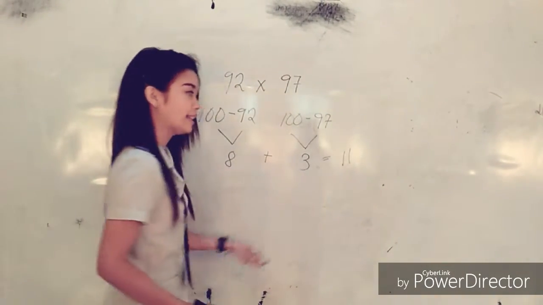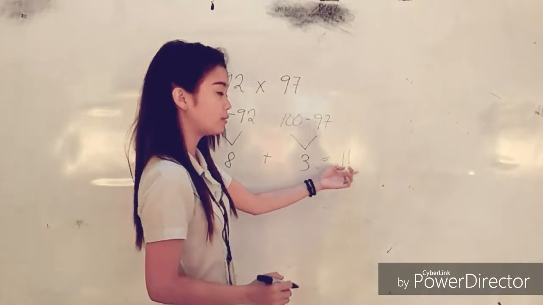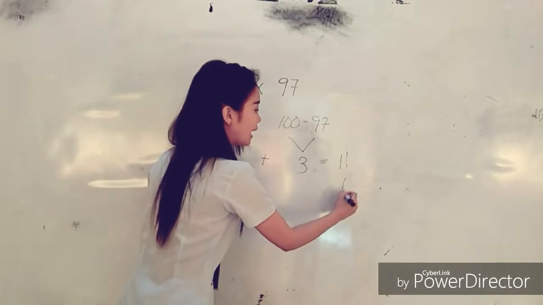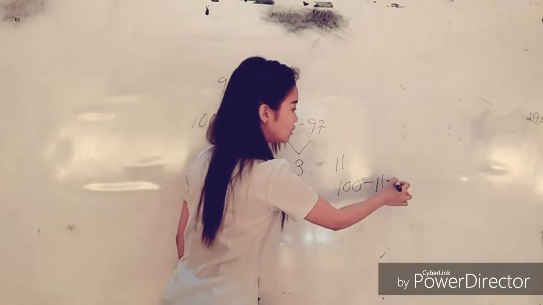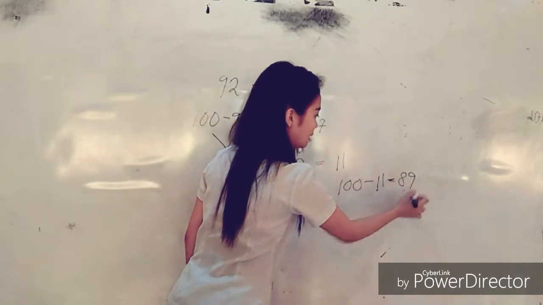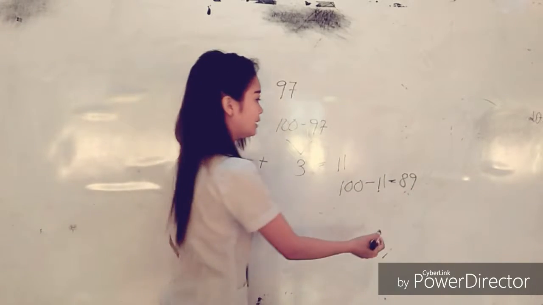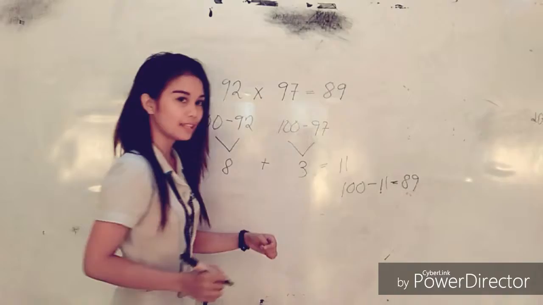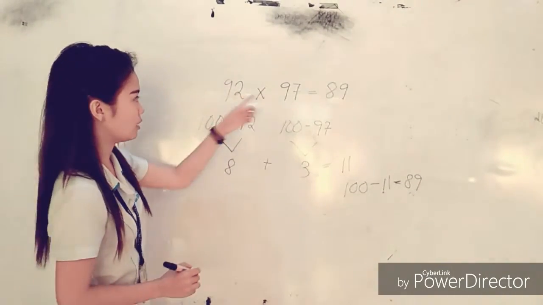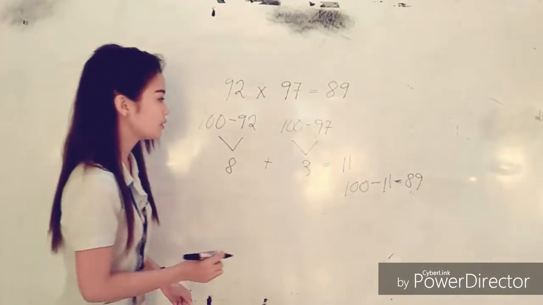11. And we will deduct 11 from 100. So 100 minus 11 is equal to 89. We get 89 and we will put it in here. You see it? We will put 89 beside 92 times 97.